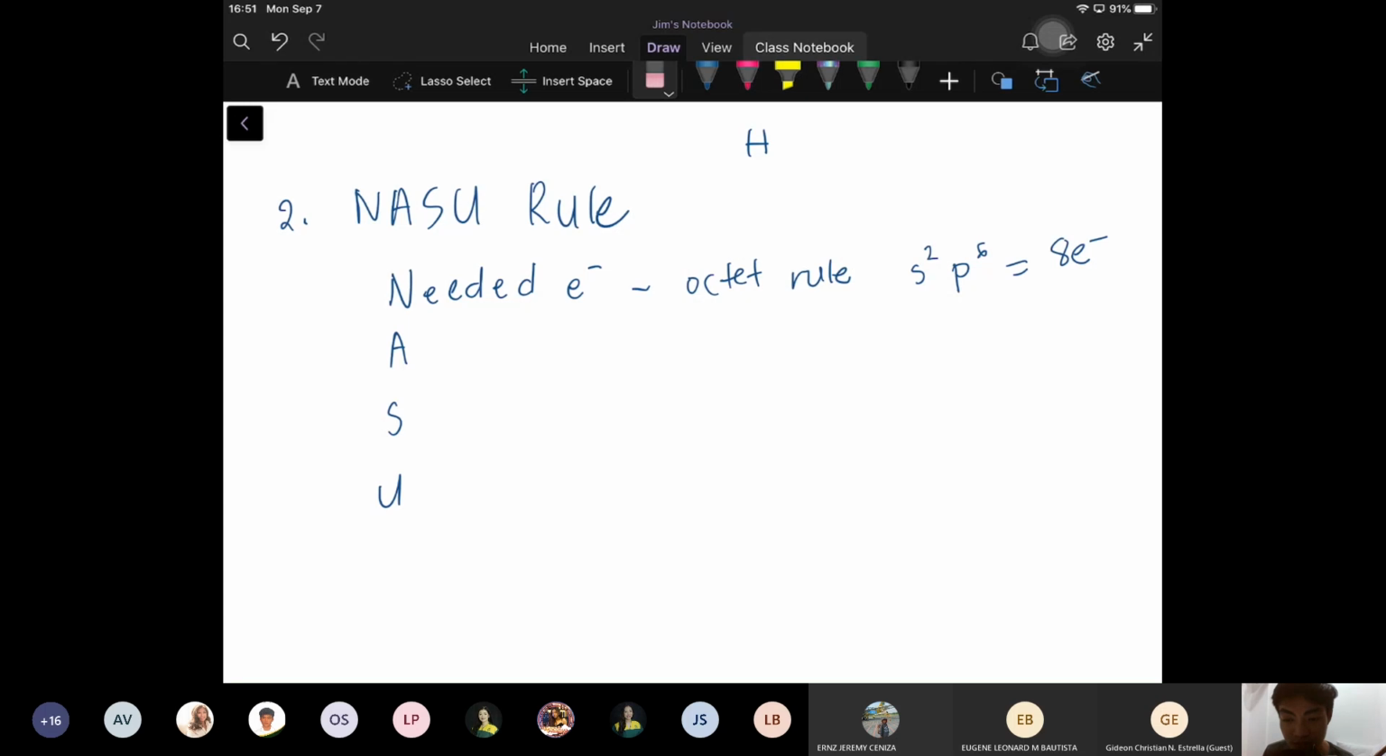For atoms found in the p orbital, kailangan octet rule. Yung mga carbon, yung oxygen, yung nitrogen, so on so forth. So they will follow the octet rule. Yung hydrogen, hindi. Yung other exemptions sa rule na to, di-discuss natin next meeting. So focus lang muna tayo sa simple NASU rule. So octet rule for p orbital elements, 2 lang para kay hydrogen. So yan yung needed electron for them to assume the noble gas configuration. Okay, so tapos na tayo sa N. A, available.